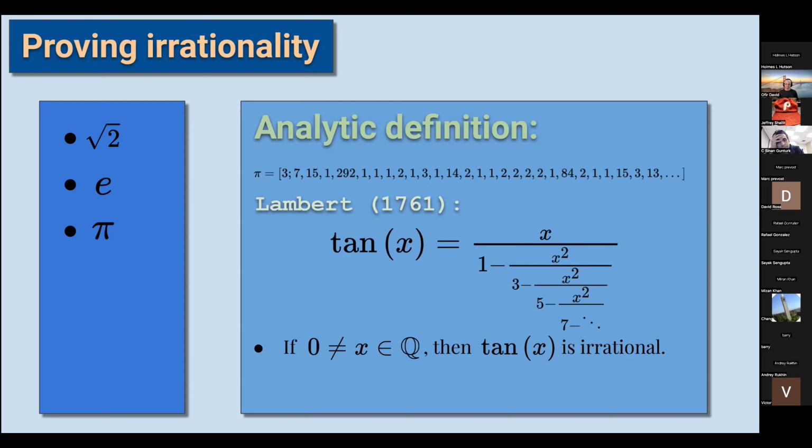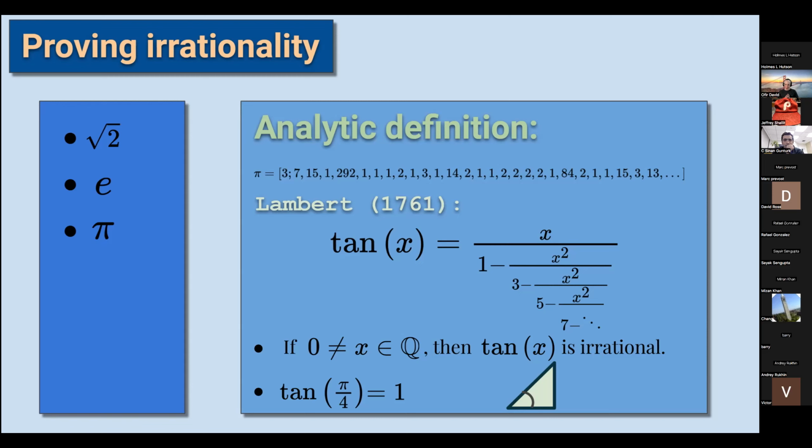And now comes the easy part. If you assume by negation that pi is rational, then pi over 4 is rational, and then tangent of pi over 4 should be irrational. But tangent of pi over 4 is exactly 1, right? This is just the tangent of 45 degrees. And 1 is, of course, a very rational number, so we get a contradiction. So now we get back that pi must be an irrational number.